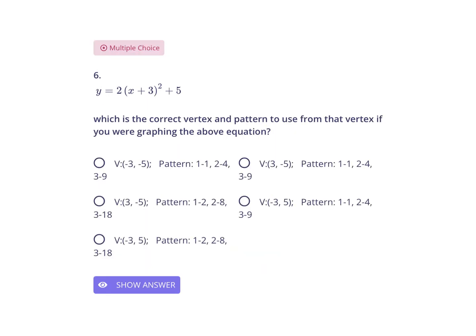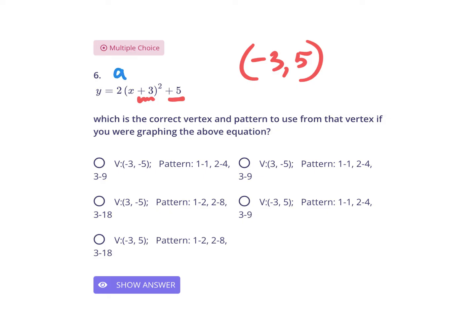Which is the correct vertex and pattern to use from that vertex if you were graphing the above equation? So if we were graphing this equation, our vertex would simply be opposite on h, so that'd be a -3. Take k for what it is, +5. There's my vertex. And what pattern am I going to be using?